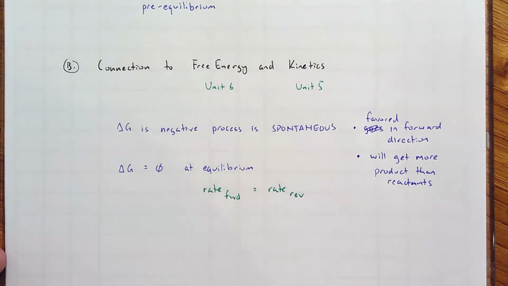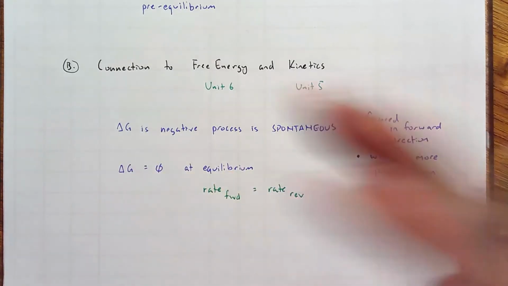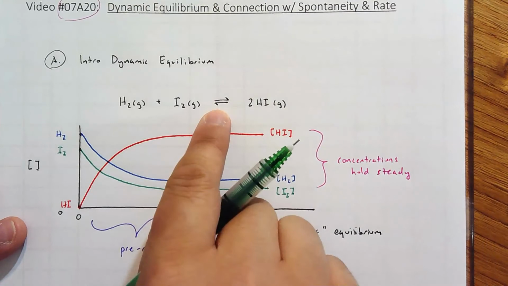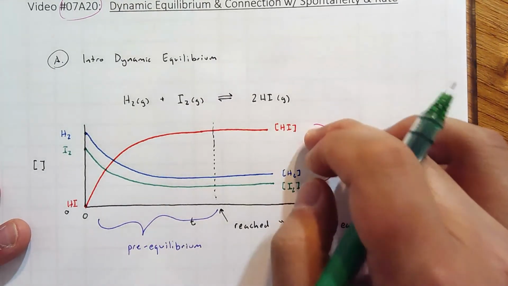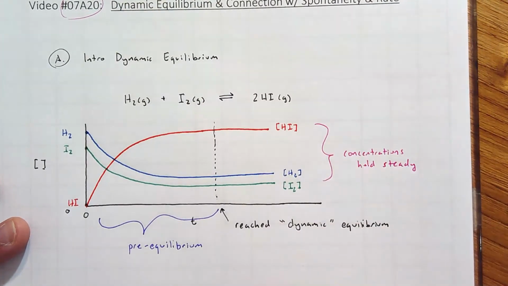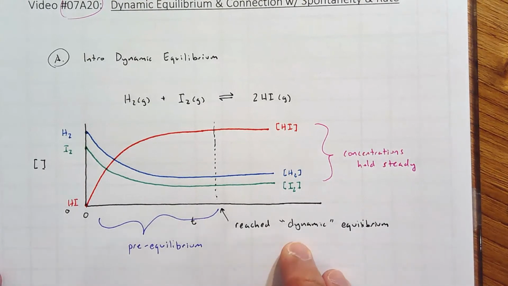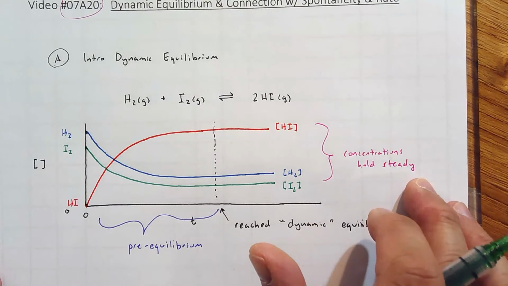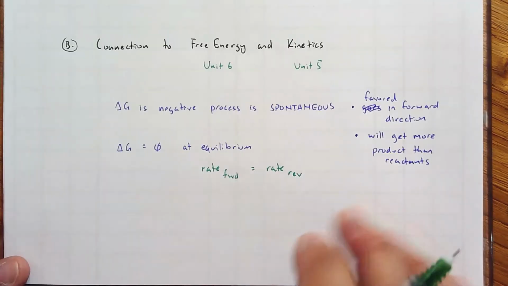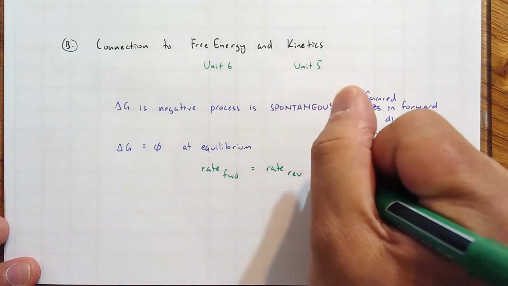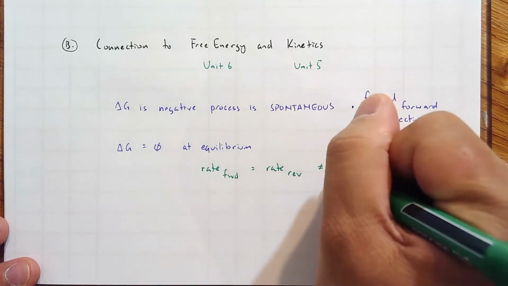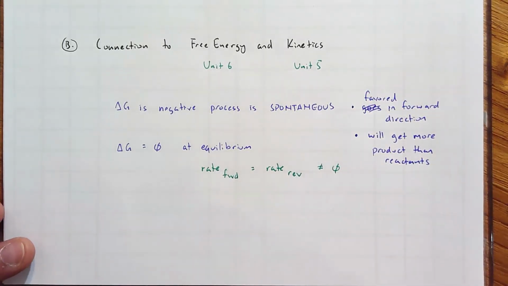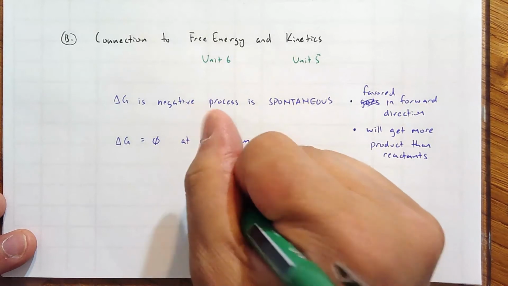So the products and the reactants are still moving back and forth. It's just that the overall concentrations are not changing. That's what we mean by dynamic, that there is a forward direction, a forward rate, and a reverse rate, and that never ends. It's not 0. These rates are not 0. So this is where we get the term dynamic.